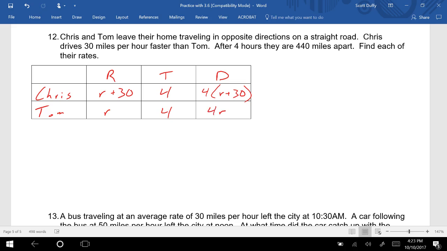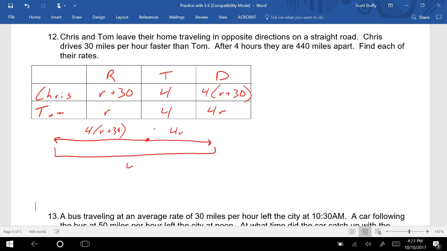Chris is going faster, so he's going to go further. Tom is going a little bit slower, so he's not going to go as far. But this distance is 4 times R plus 30. This one is 4R. The total distance between them is 440, so that means the sum of their distances is 440.